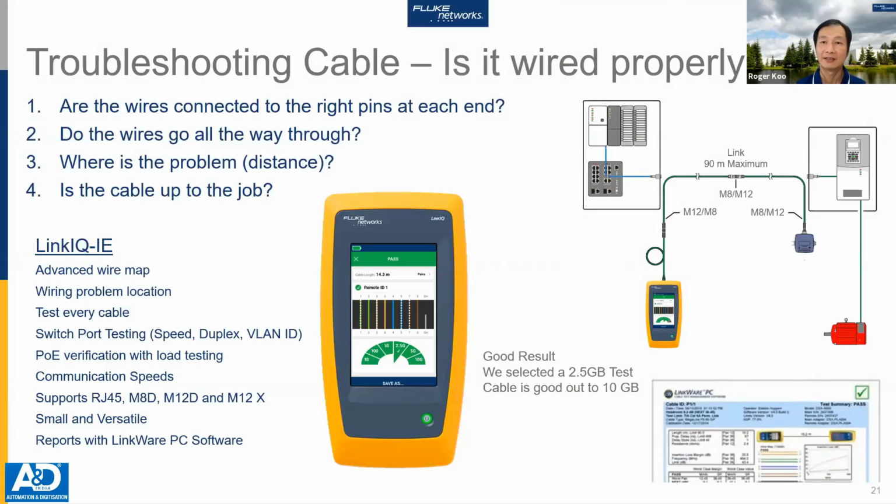Here we have a perfect link. Everything is working, and the link can support a transmission rate of up to 10 gigabits per second. In the previous slides, we could have saved all those tests to the tester to document what we have found. Using LinkWare PC software, which is a free product from Fluke Networks, you can upload your test results and print out the testing report to show that the cable and the switch ports were working correctly.